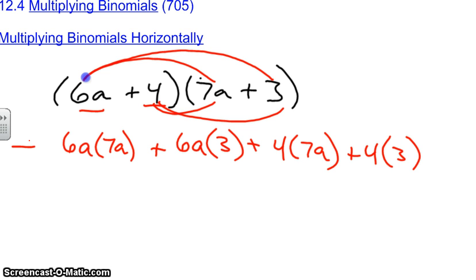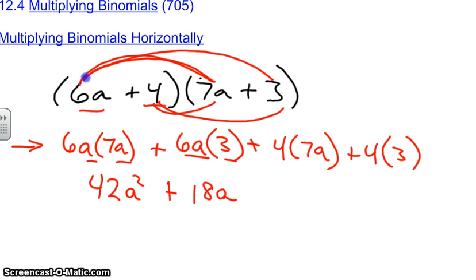But sometimes we don't write all of these steps down. We just say, oh, 6a times 7a is, 6 times 7 is 42, and then a times a is a squared, right? Plus, what is 6a times 3? 6 times 3? 18 a's, right? There's only one a factor there, so just 18a. Plus 4 times 7a is? 28a. Good, 28a. And then we have 4 times 3, which is? 12.